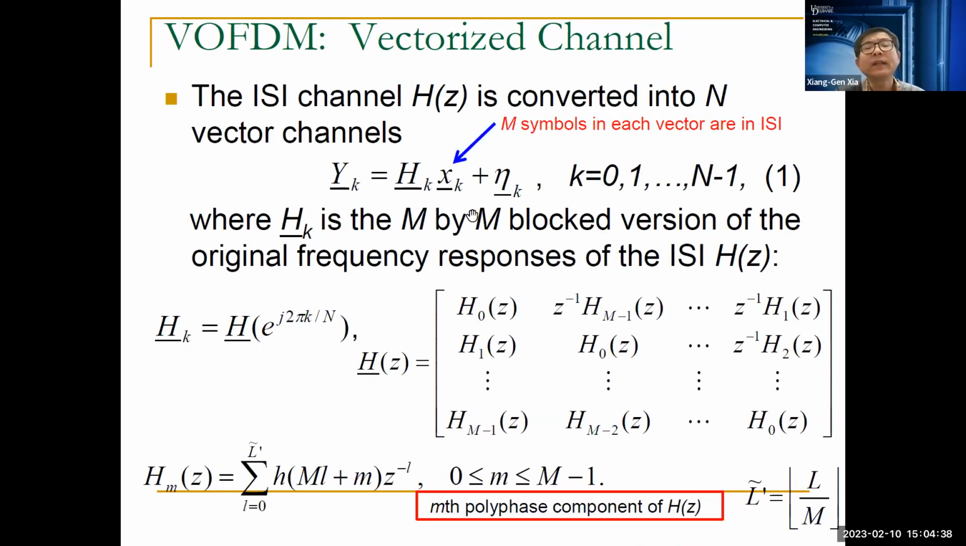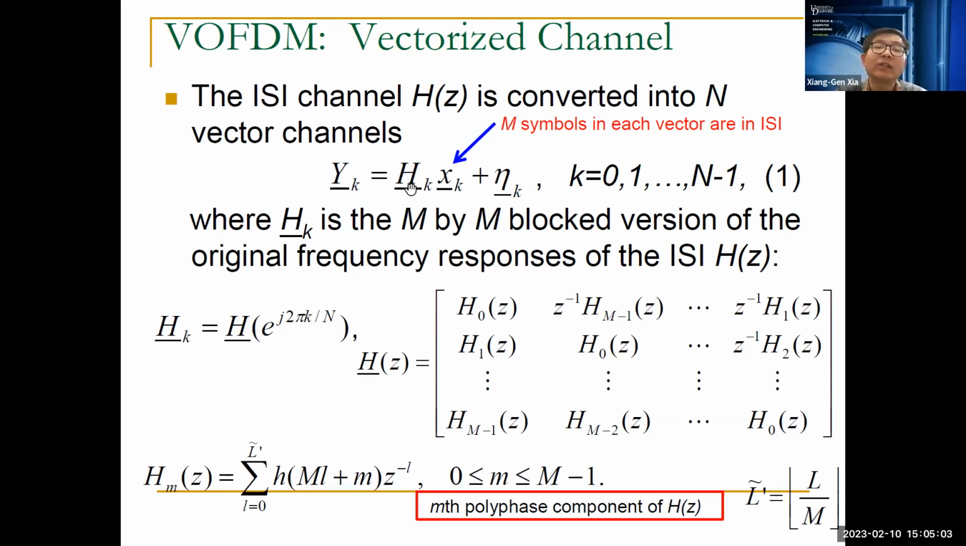All right, so let's see the vectorized channel in more detail. Now this is the vectorized channel. For each vector channel, this vector, the k-th frequency domain vector, is the information vector. This information vector has capital M information symbols, and these M information symbols are intersymbol interfered in each vector channel, all right?